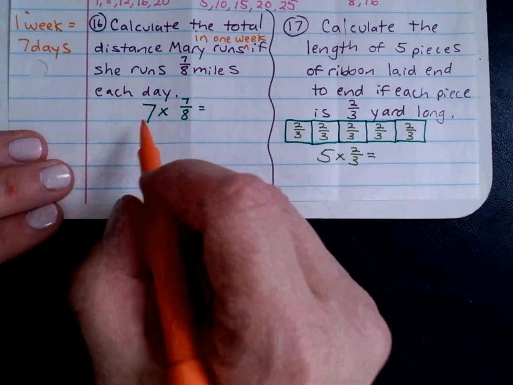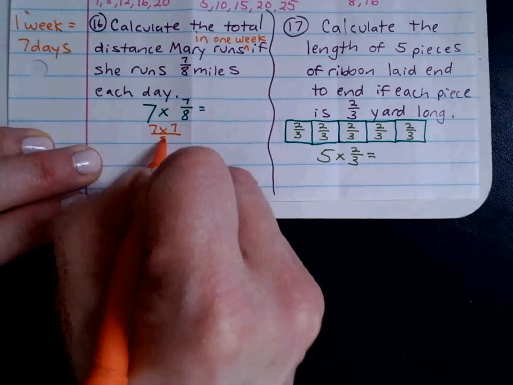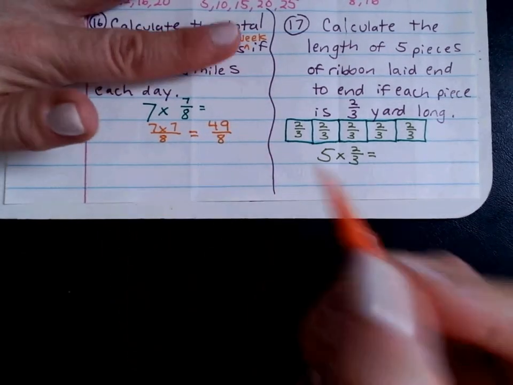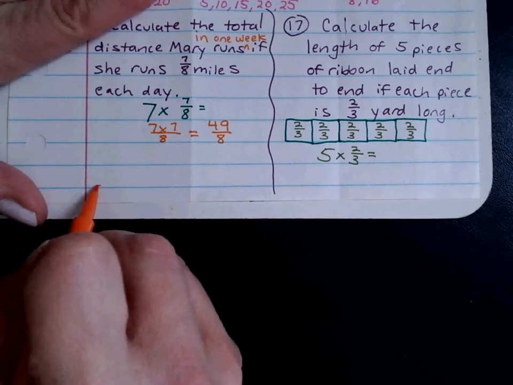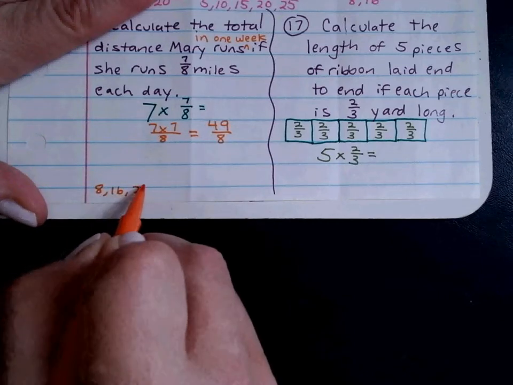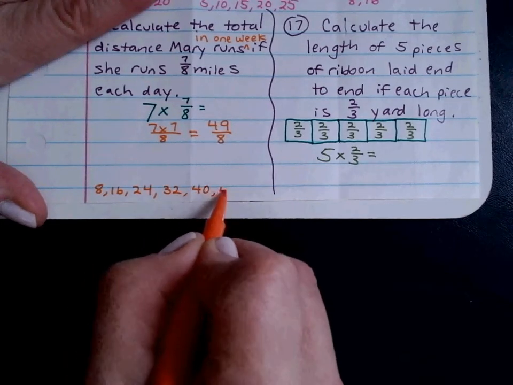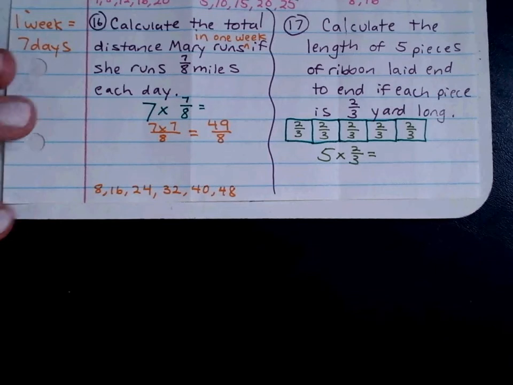Welcome back, calculating cats. So here we've got 7 times 7 over 8, and 7 times 7 is 49, so I've got 49/8. So I will skip count by 8s. So I've got 8, 16, 24, 32, I'm getting closer, 40, I'm getting closer, 48. So that's going to be the closest I can get to 49.